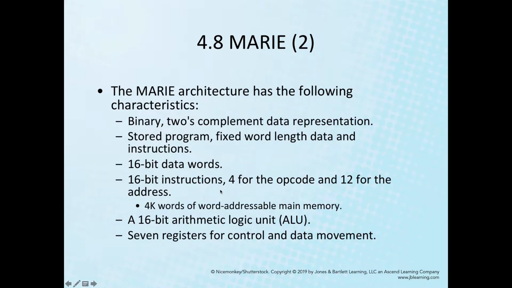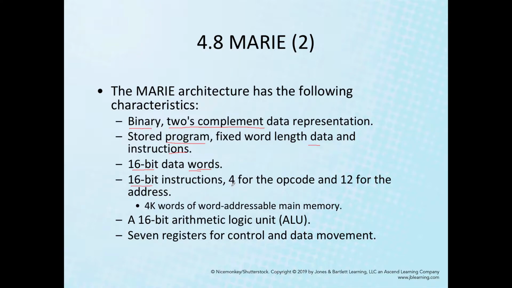So the MARIE architecture has the following characteristics. First, the number system used is binary, and for negative numbers, it uses 2's complement data representation. It has stored programs, so programs are stored in the memory, and it has a fixed word length, both data and instructions. Data is a 16-bit word, so each word has a unique address. So it's a 2-byte word, and an address is given to each word instead of each byte in this model. And the instruction is 16 bits.